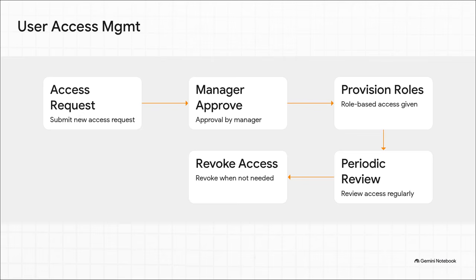Moving to 9. Example, user access management process. We see 5 steps: access request, manager approval, provision access, role-based, periodic review of access, revoke access if required. Think about a new hire joining the marketing team. They request software tools, their manager approves it, IT provisions the access based strictly on their marketing role, there's a periodic review later, and if they ever leave, that access is revoked instantly.